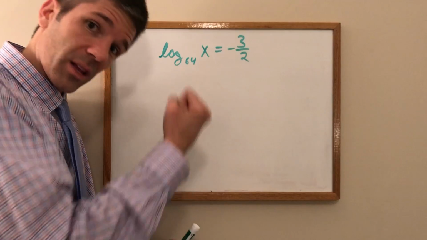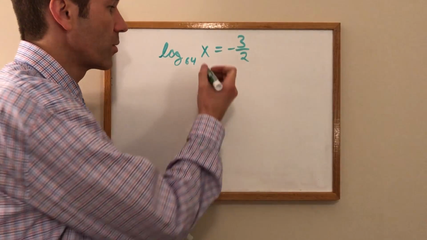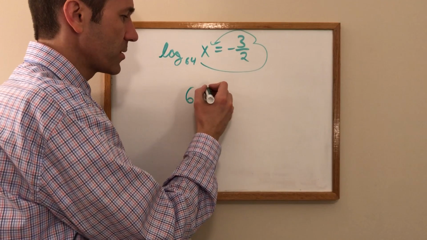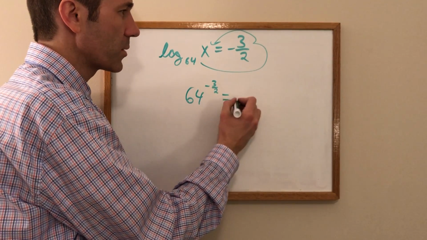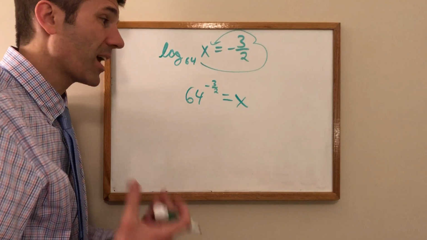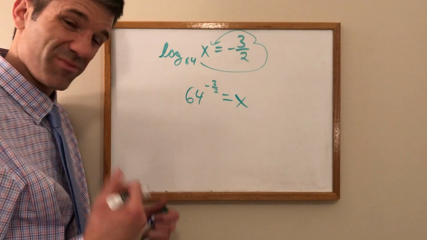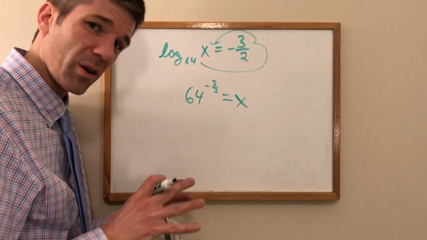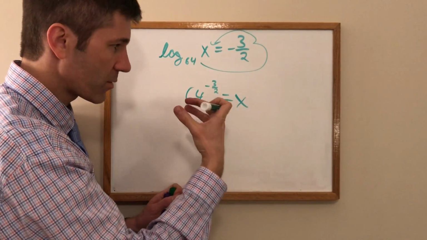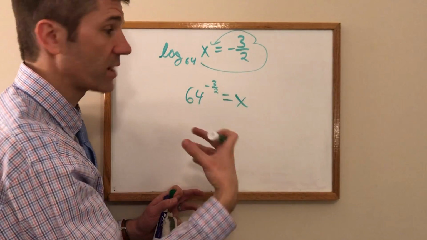I am going to turn it from a log into an exponent. So 64 to the -3/2 equals x. Grab a calculator, type it, cool. But you're going to get a mess. So I want us to figure this one out just using some skills we know about exponents. Negative exponents move things from the numerator to the denominator or vice versa.